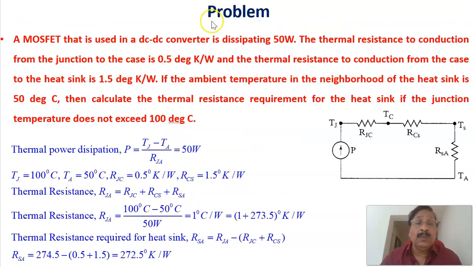Now one more problem is given. A MOSFET that is used in a DC to DC converter is dissipating 50 watts. The thermal resistance to conduction from the junction to the case is 0.5 degree Kelvin per watt, and the thermal resistance to conduction from the case to the heatsink is 1.5 degree Kelvin per watt. If the ambient temperature in the neighborhood of the heatsink is 50 degree centigrade, then calculate the thermal resistance requirement of the heatsink if the junction temperature does not exceed 100 degree centigrade.